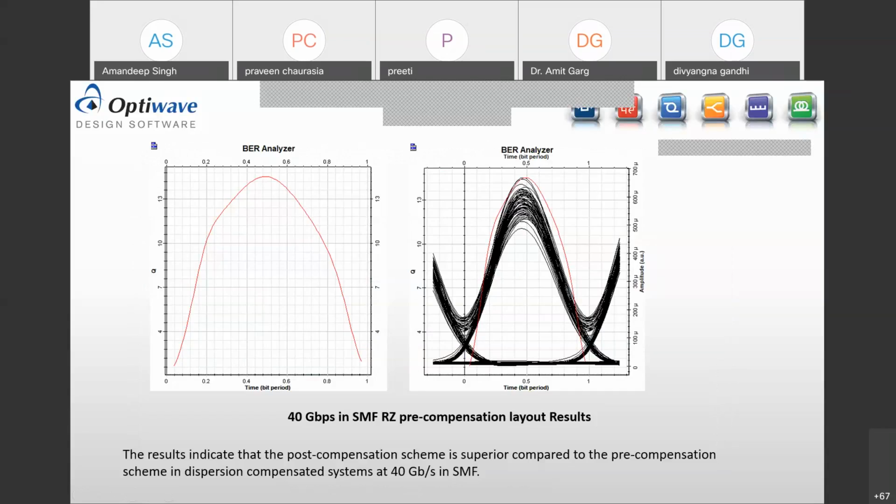So in that case, the result indicates the post-compensation scheme is superior compared to the pre-compensation scheme in dispersion compensated systems. So once you go through the layouts of RZ, then NRZ, and apart from that, this pre-compensation layout of RZ. So when you compare three of them, you can understand which is superior. So after these studies and calculations, this indicates to us that the post-compensation scheme is superior compared to the pre-compensation scheme.